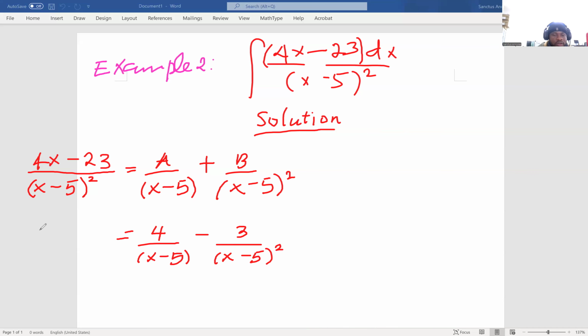All right. So we have 4x minus 23 over x minus 5. So we're going to introduce our integral sign now. So we integrate both sides. Looking nice. Integrate both sides with respect to x.